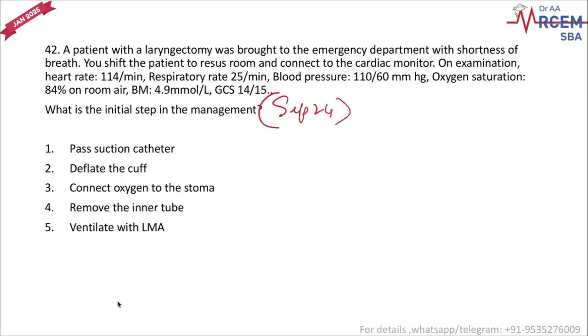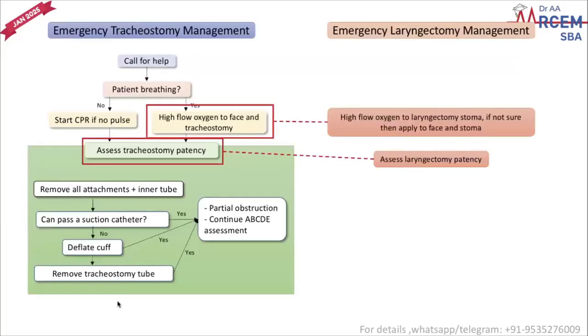A patient with a laryngectomy was brought to the emergency department with shortness of breath. You shift the patient to the resuscitation and connect to the cardiac monitor. Tachycardia, tachypnea, blood pressure is fine, saturation on the lower side, BM is fine, GCS is slightly on the lower side. What is the initial step? You're suspecting a laryngectomy obstruction. First thing is apply the oxygen. Where you'll apply? To the stoma. Face doesn't make sense because he's already a known case of laryngectomy. There is no connection between the oral cavity and the trachea. So the first step is high flow oxygen to the laryngectomy stoma.